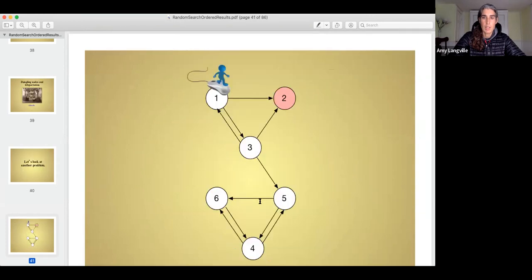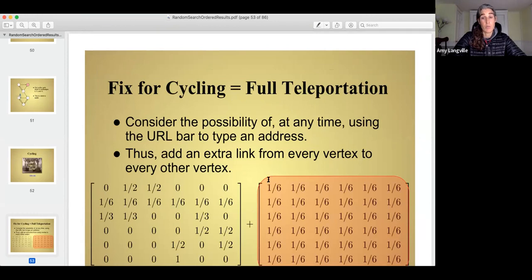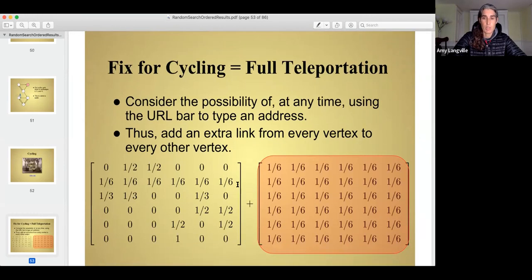Okay, but there is another problem. Let's look at this set of nodes down here, 4, 5, 6. They don't ever go back to anybody else. They create a cycle, or a set of nodes that you can never leave. They had a solution for that: they added what's called full teleportation. They didn't try to find the cycles because that would be problematic and expensive. They said, let's just add this chance that 1/6 of the time you'll teleport anyway.